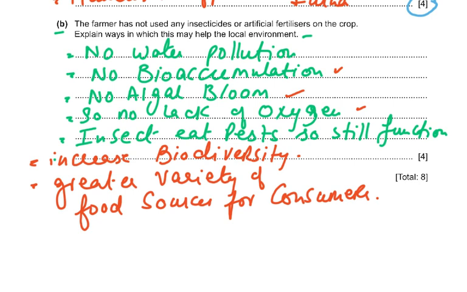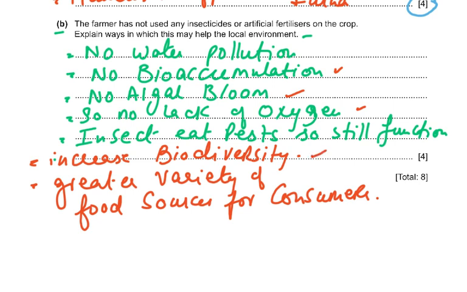And then if you didn't spray any insecticide, then the insects will still be there and the insects can eat the pests. So they'll still function. And of course, this results in an increase in biodiversity because we have insects and then we have certain plants also because we have not sprayed them with insecticides. So we still have those, and this increases the biodiversity.